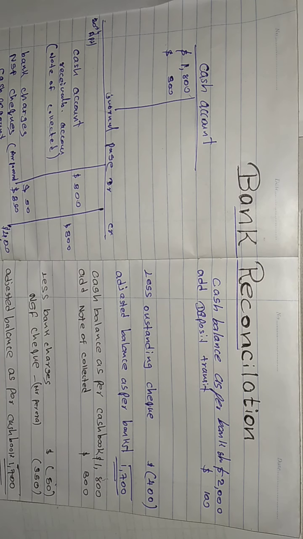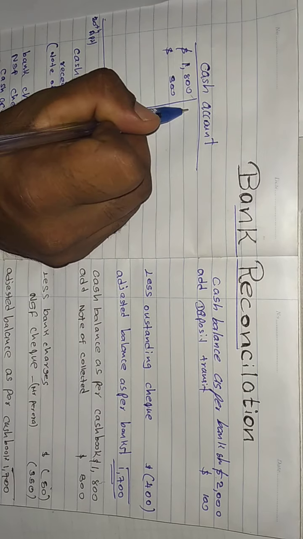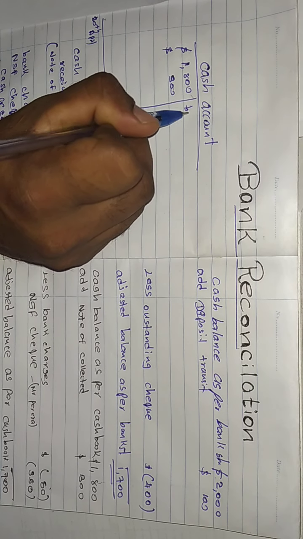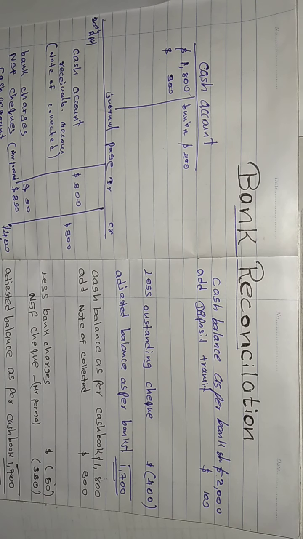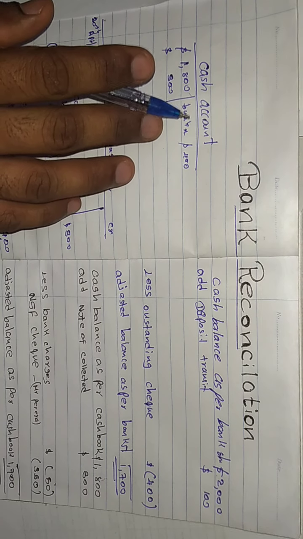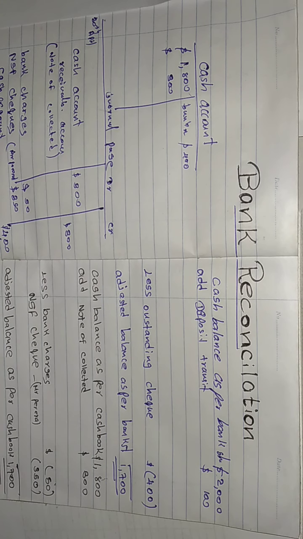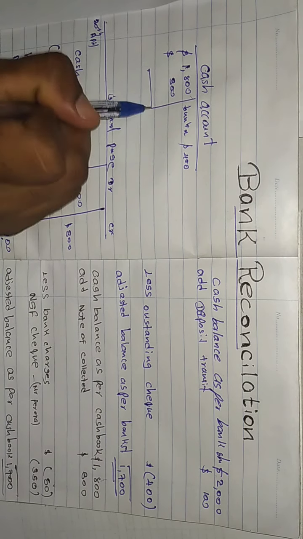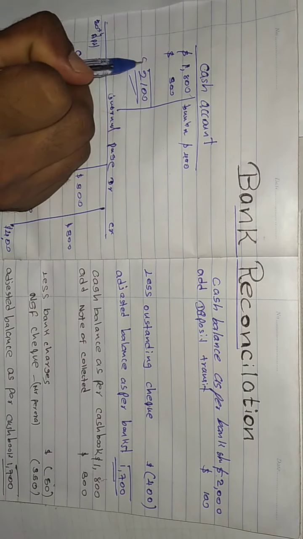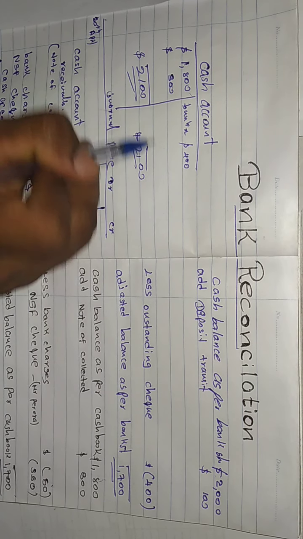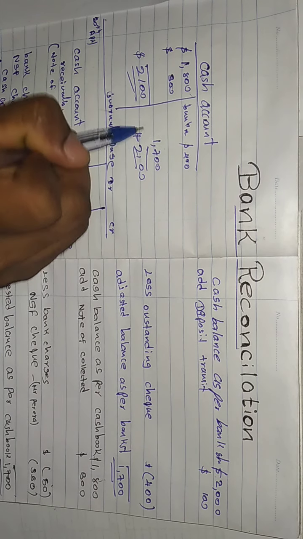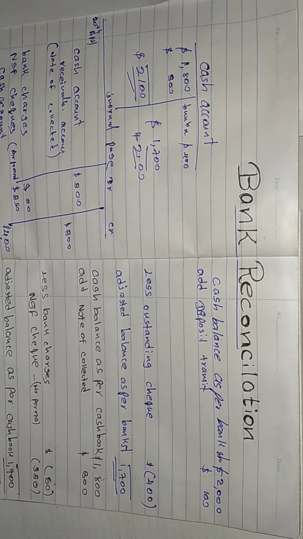That reduces our general ledger cash account by $400. After posting, we should show the correct adjusted balance, $1,700. And we are done with our bank reconciliation.